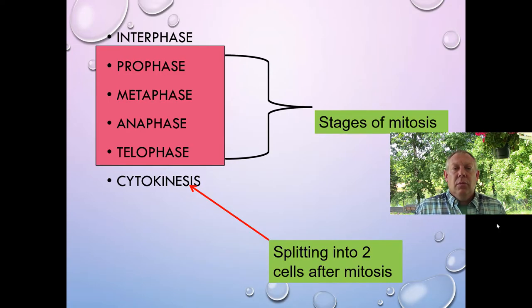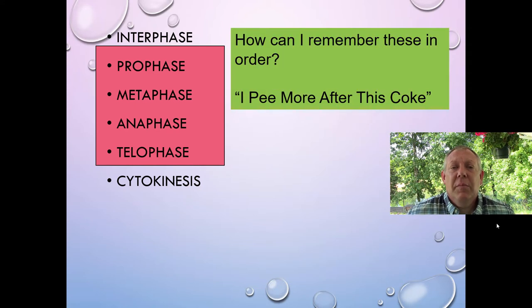And you need to know these, you need to know what happens in each of these. Again, we're not going into as much detail as you would in something like cell bio, but I want you to know the general idea of what goes on during each of these phases. You need to know what they're called, you need to know what order they're in. And so you got prophase, metaphase, anaphase, telophase, cytokinesis. Those all follow interphase, and then it starts all over again. So this is how I remember them. I pee more after this Coke.